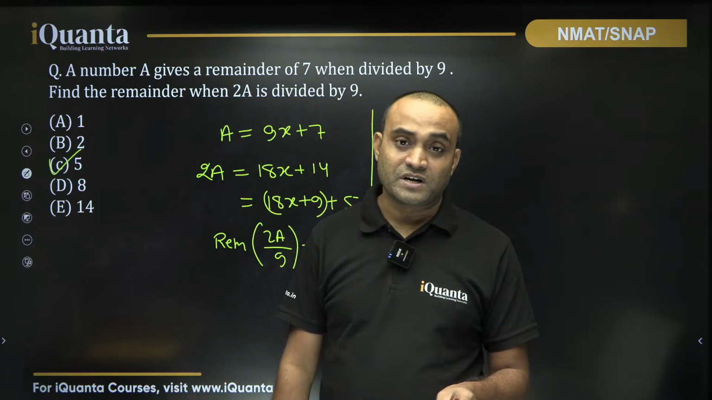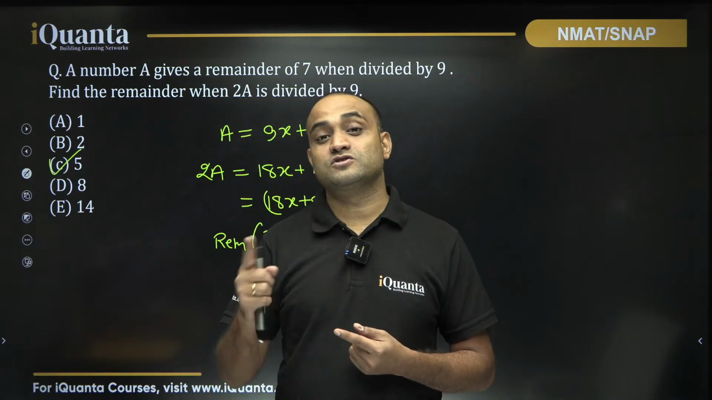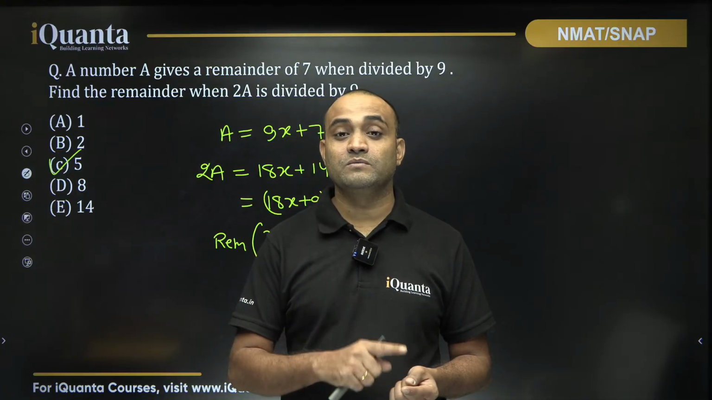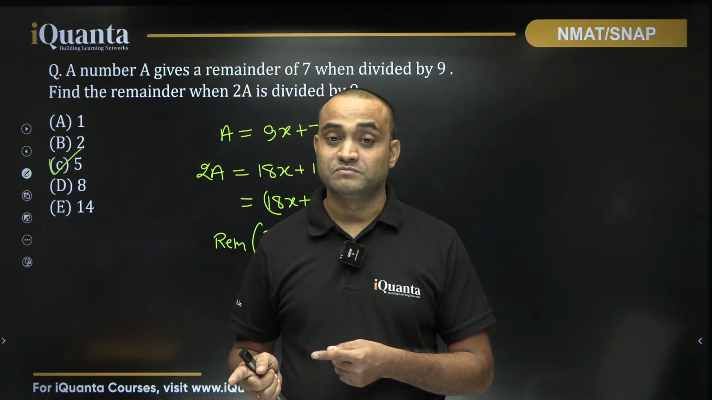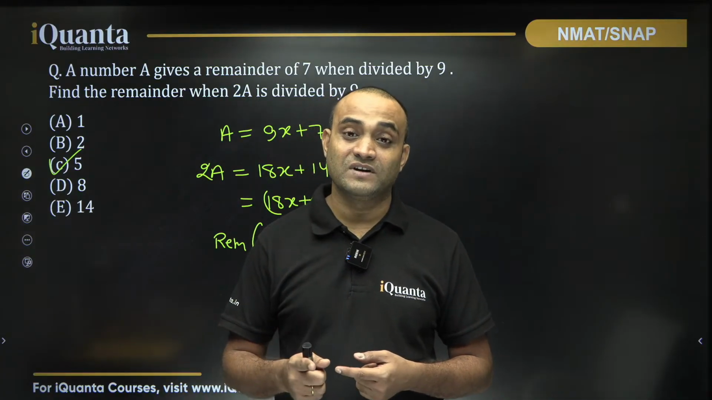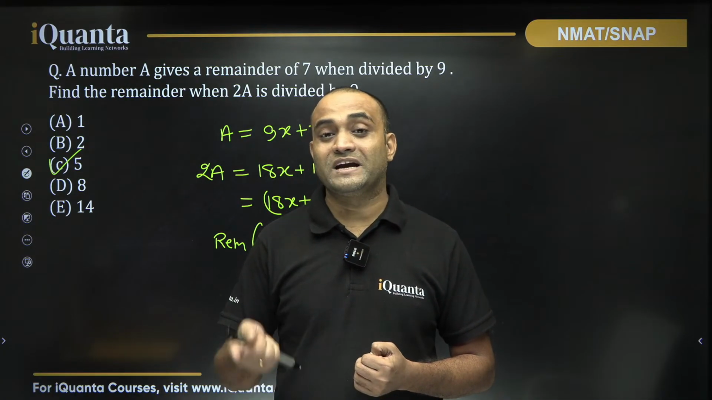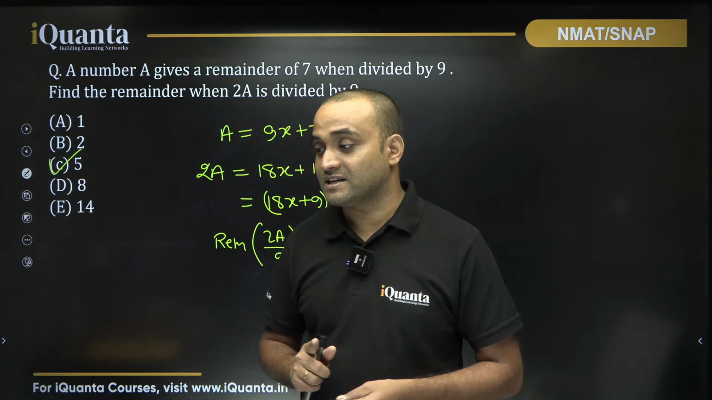If a number is multiplied when the divisor is the same, the remainder will also be multiplied. The number is being multiplied by 2, so the remainder will be multiplied by 2 as well. But 7 into 2 is 14. 14 is bigger than the divisor, so we will divide 14 by 9 again. And if you divide 14 by 9, you get remainder as 5.